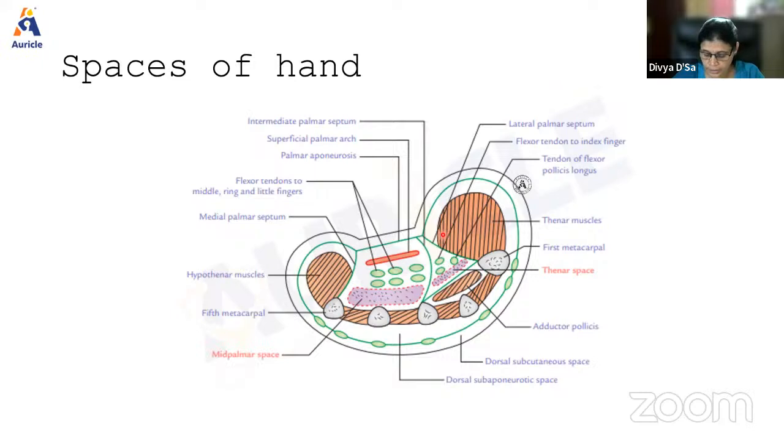Here any infection can reach this thenar space from the infected radial bursa, which is on this side, or from the synovial sheath of the index finger. The pus from the thenar space is drained by an incision in the first web space.